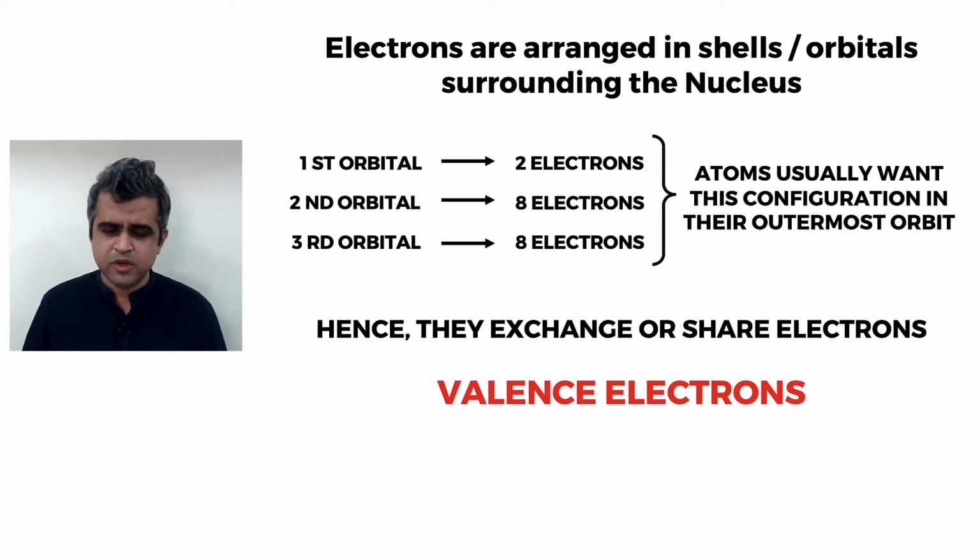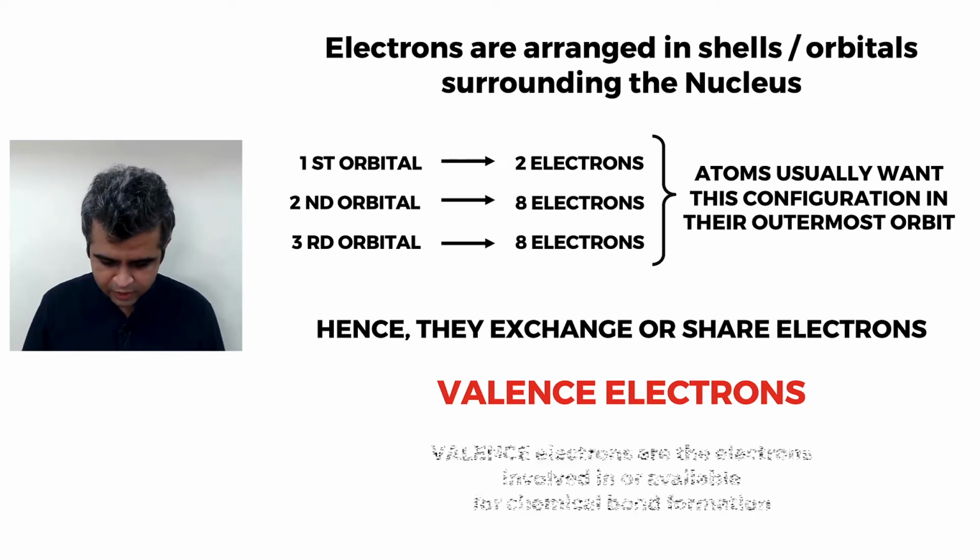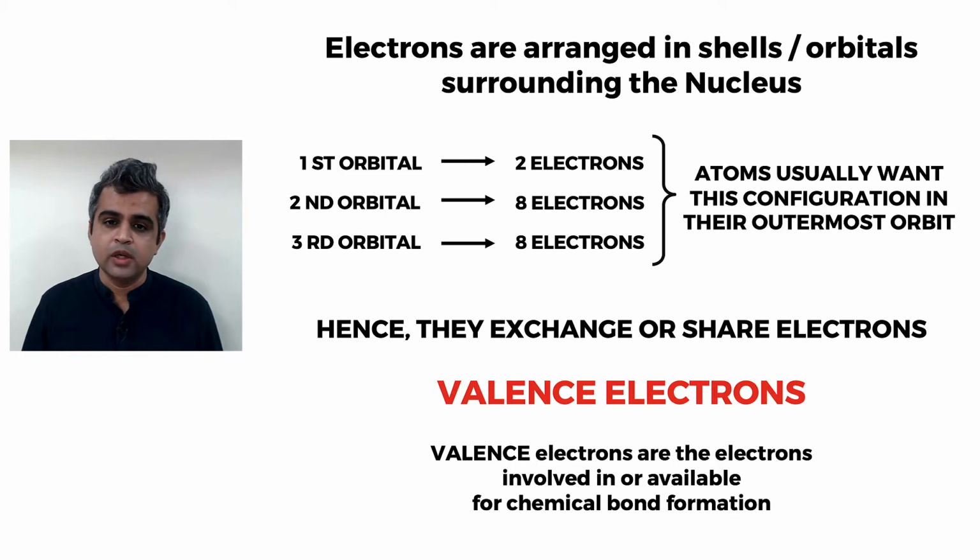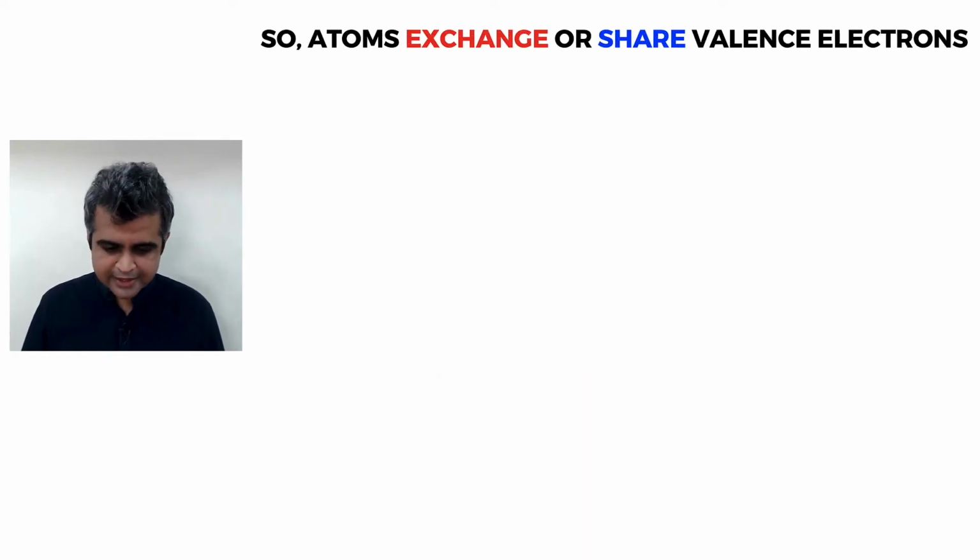Again, basic chemistry, you must be doing this from 8th or 9th standard. So valence electrons are those electrons which are involved in or are available for possible bond formation. That is the use of these valence electrons, that they can either be exchanged or they can be shared if an atom wants to chemically bond to another atom. So this brings us to our next slide. So atoms can exchange or share electrons.